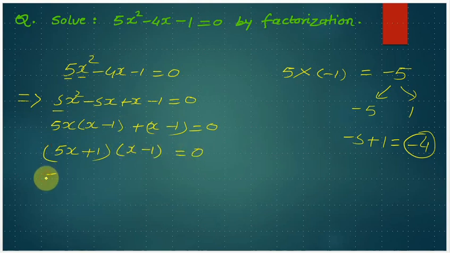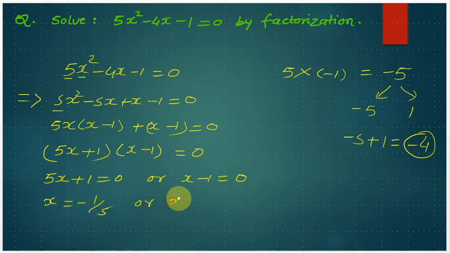So we get the two roots: 5x plus 1 is equal to 0 or x minus 1 is equal to 0. So x is equal to minus 1 upon 5 or x is equal to 1. This is the process for solving the given quadratic equation by factorization method.